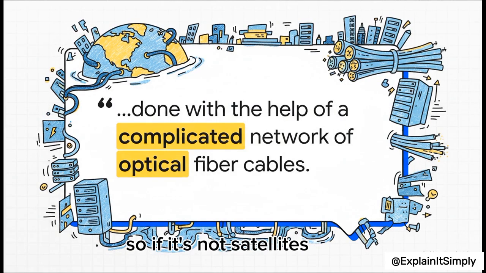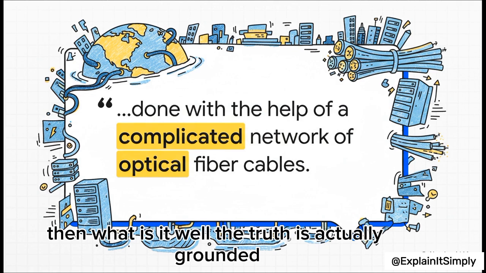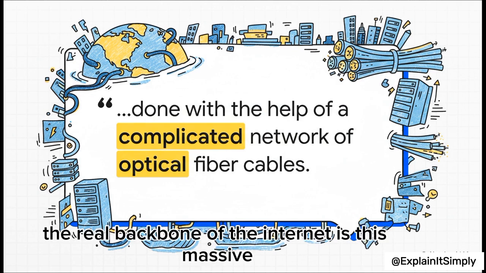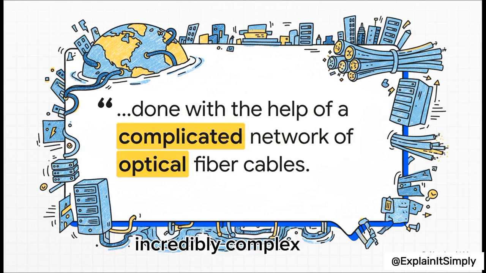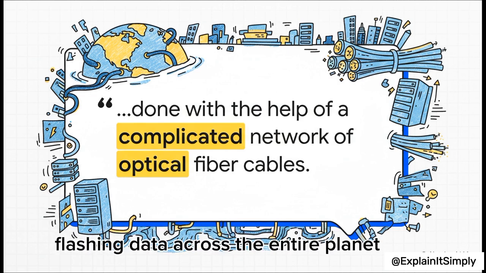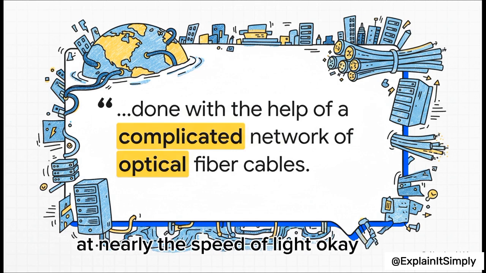So if it's not satellites, then what is it? Well, the truth is actually grounded, literally. The real backbone of the internet is this massive, incredibly complex global network of physical optical fiber cables, flashing data across the entire planet at nearly the speed of light.